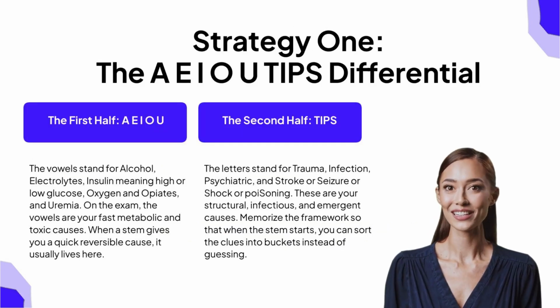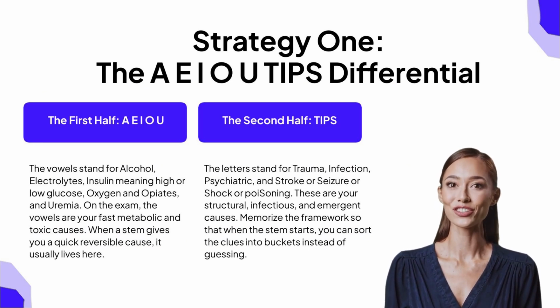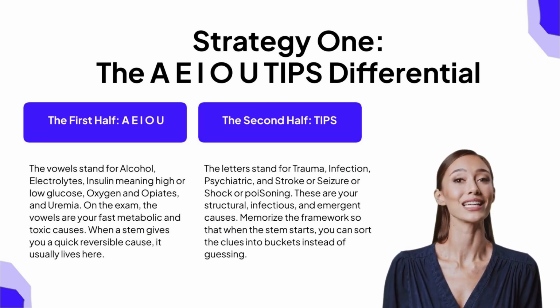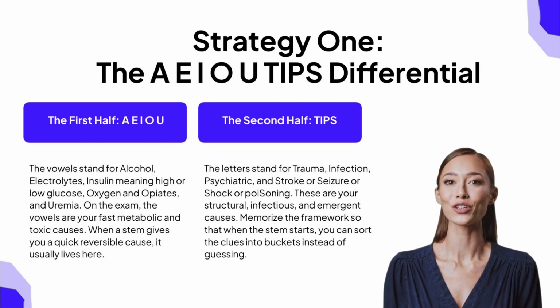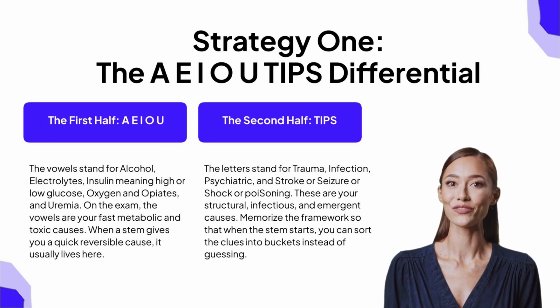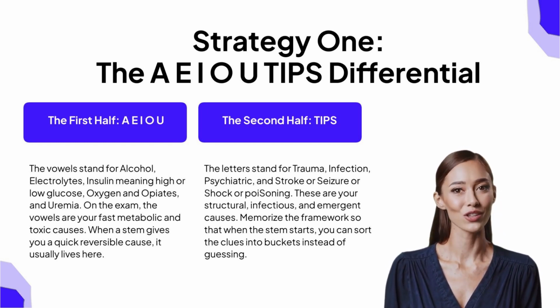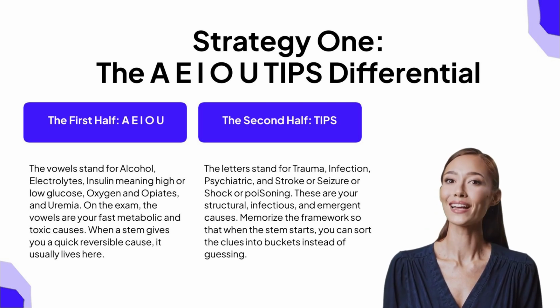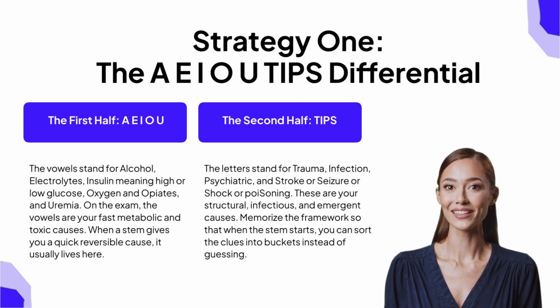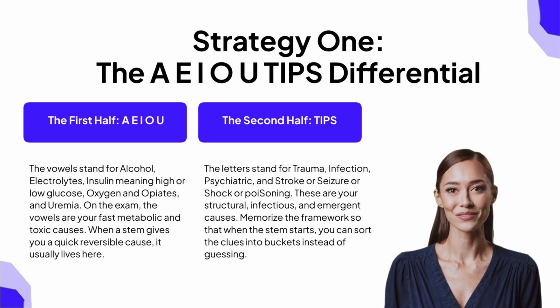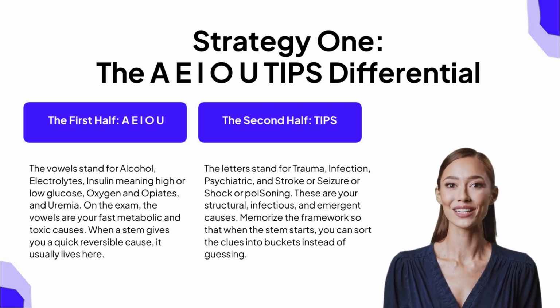Our first strategy is the AEIOU TIPS differential. When a stem opens with a confused or unresponsive patient, do not panic and do not start guessing. Instead, run the mnemonic in your head so you can sort the clues into buckets. The vowels are your fast metabolic and toxic causes: alcohol, electrolytes, insulin meaning high or low glucose, oxygen and opiates, and uremia. The letters cover the structural, infectious, and emergent causes: trauma, infection, psychiatric, and stroke or seizure or shock or poisoning. The exam writer is always hiding one of these in the stem.